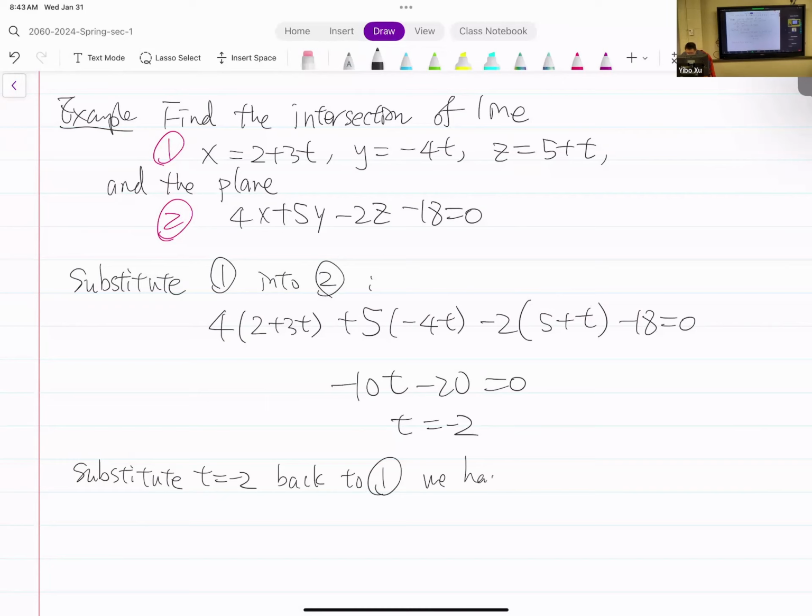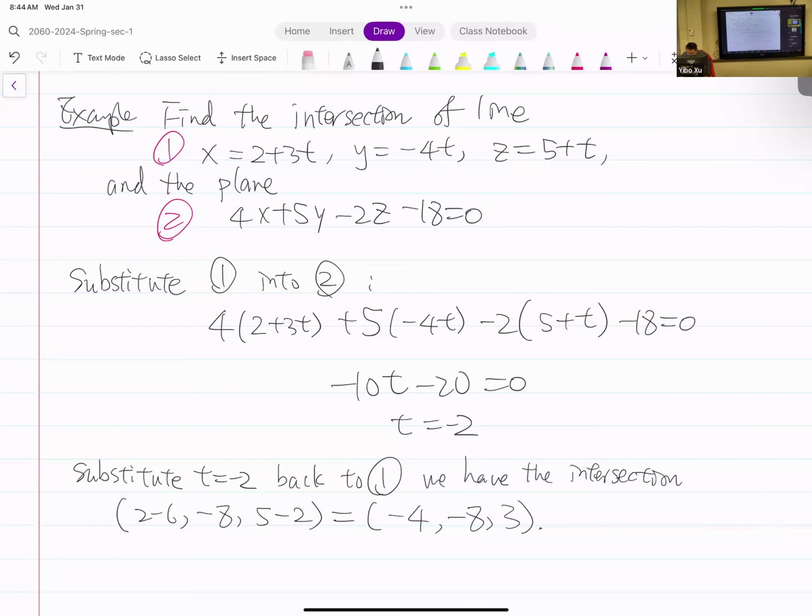We have the intersections. So x is 2 minus 6, that's 2 minus 6. Y is negative 8. C is 5 minus 2, which is, so I just use one more step. So negative 4, negative 8, 3.